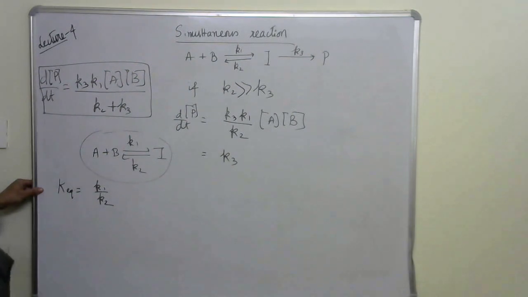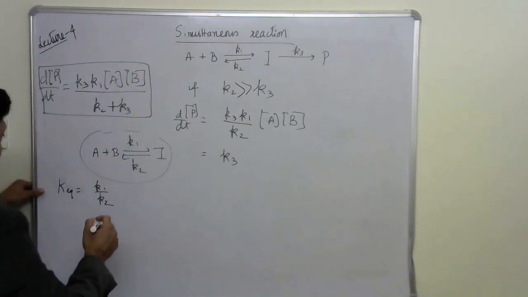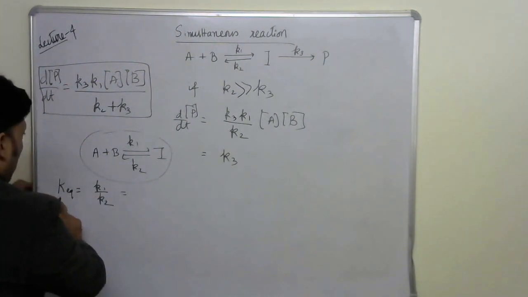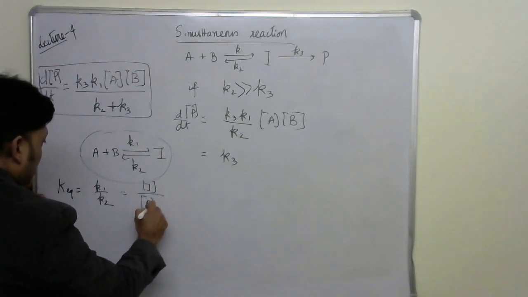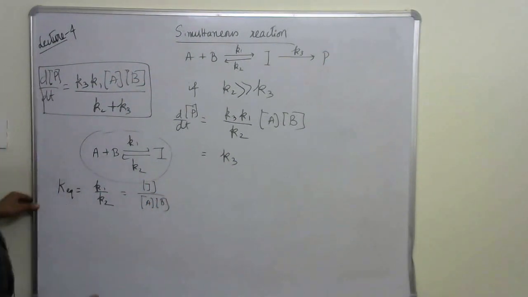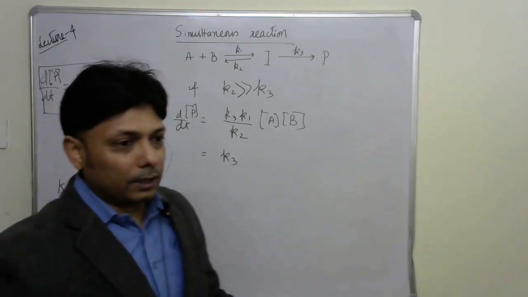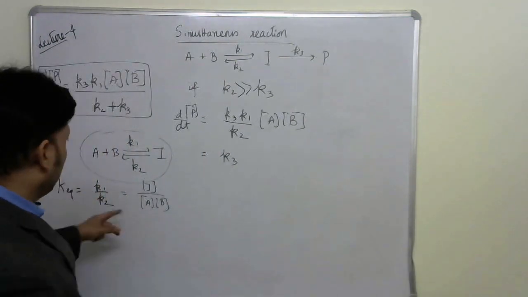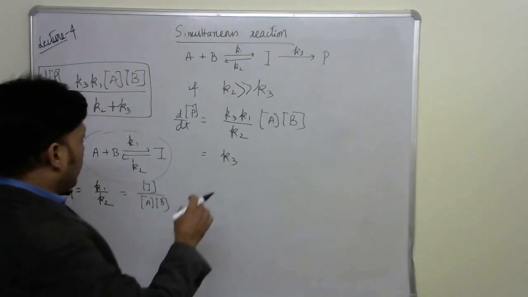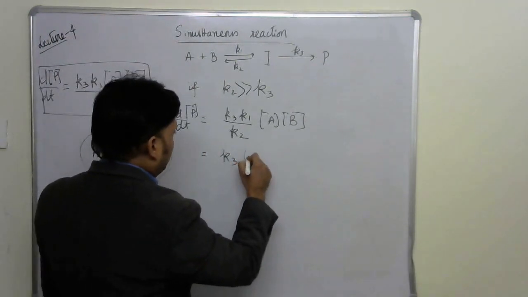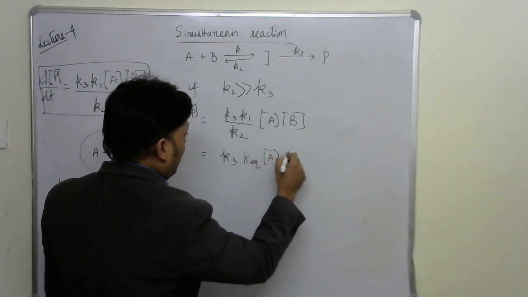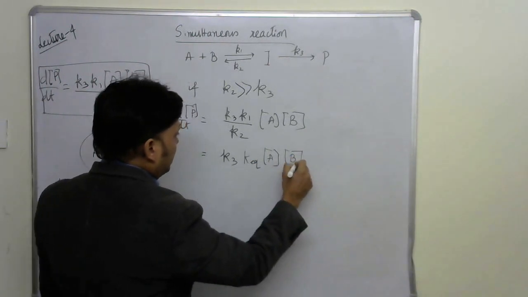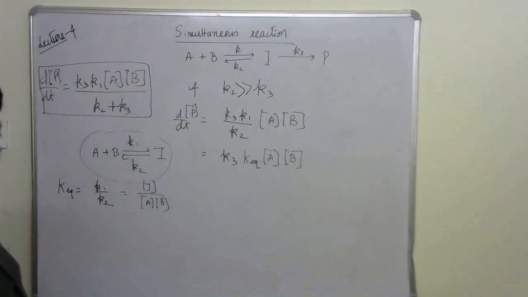And also, this chemical equilibrium constant can be represented as the concentration of product I at equilibrium divided by A multiplied by B. So therefore this becomes K3 multiplied by the chemical equilibrium constant multiplied by A and multiplied by B. So that tells me what?